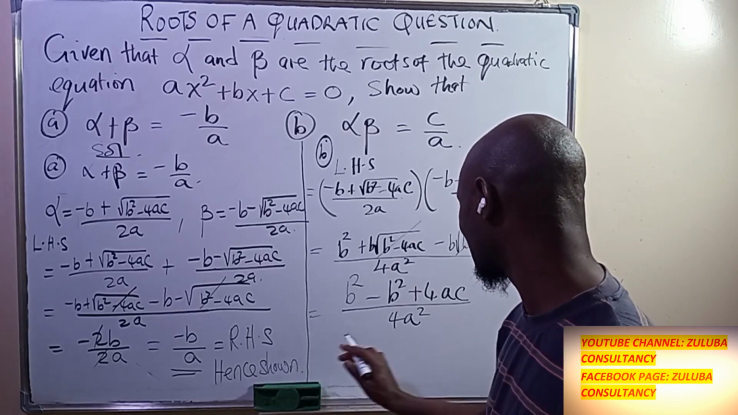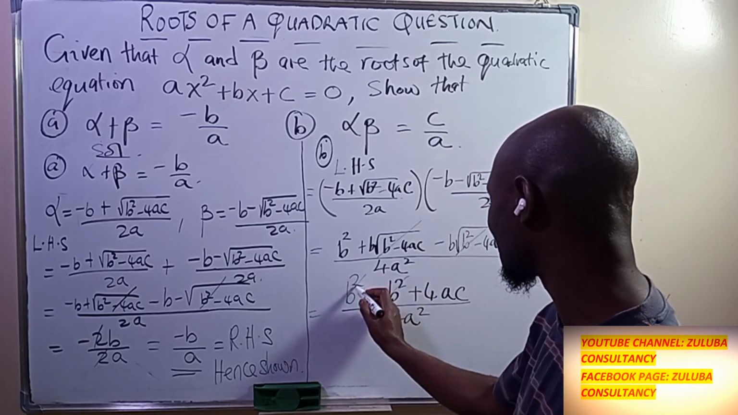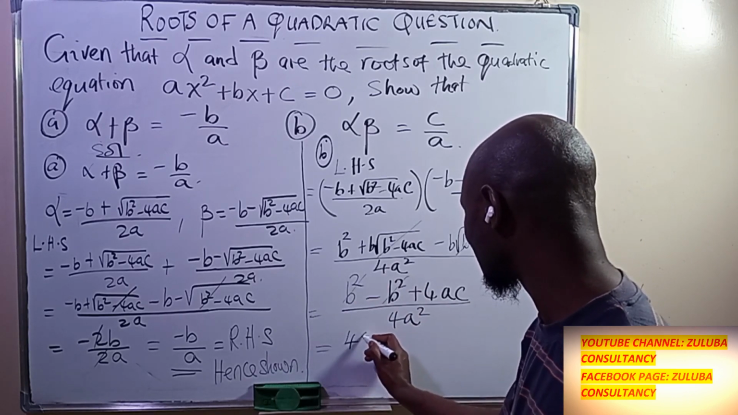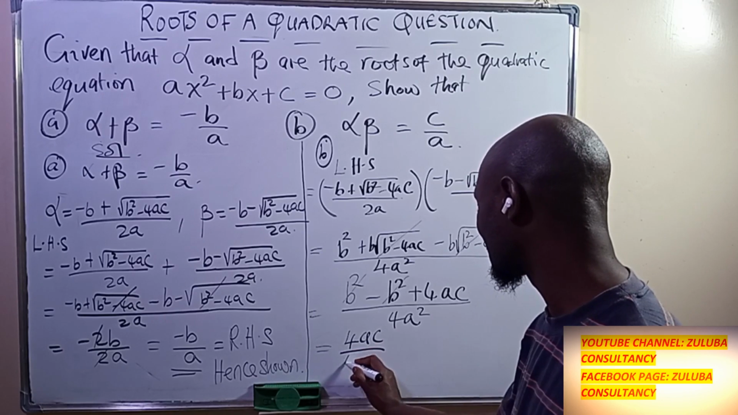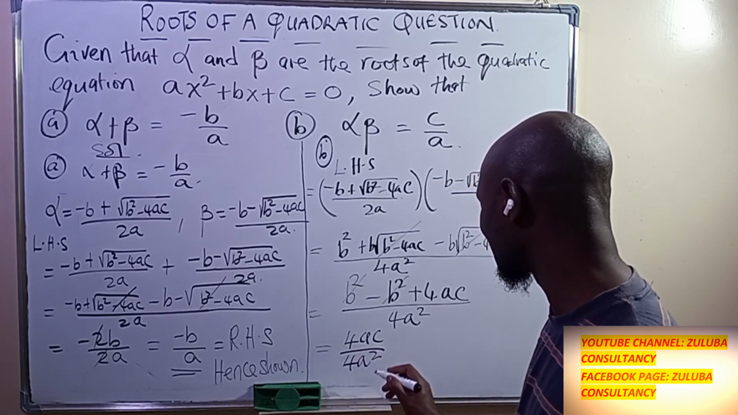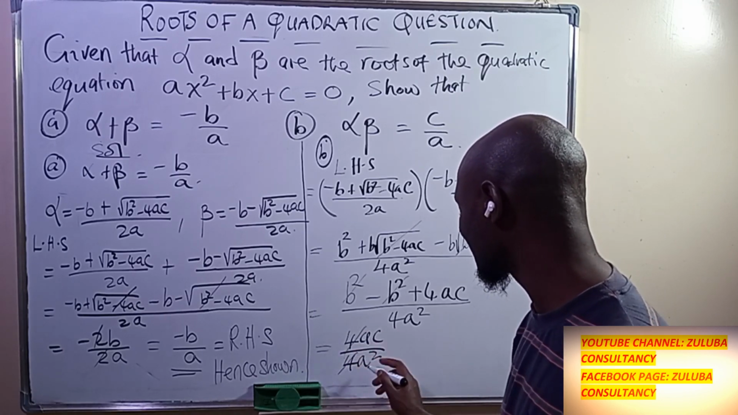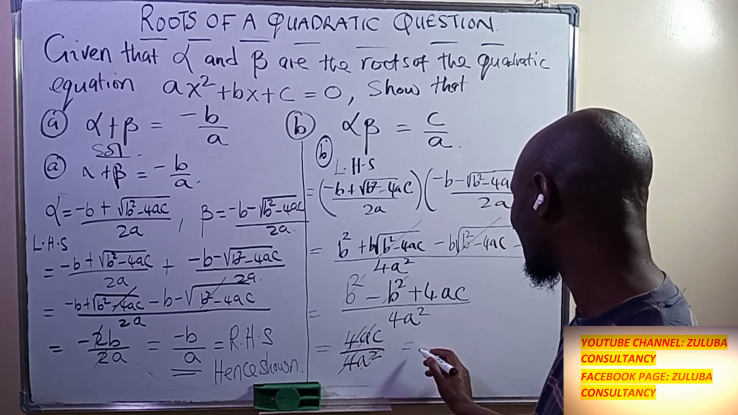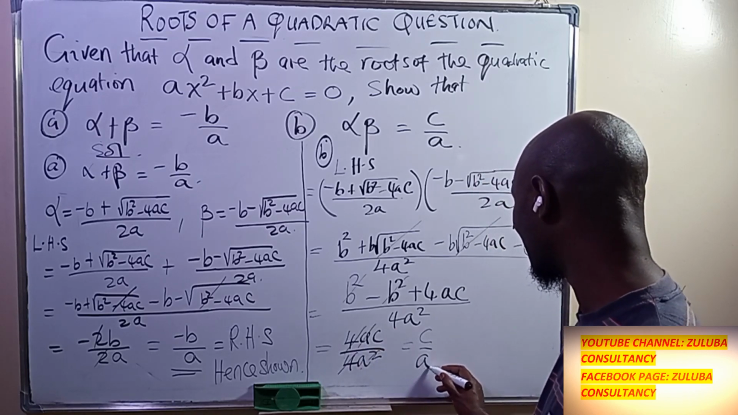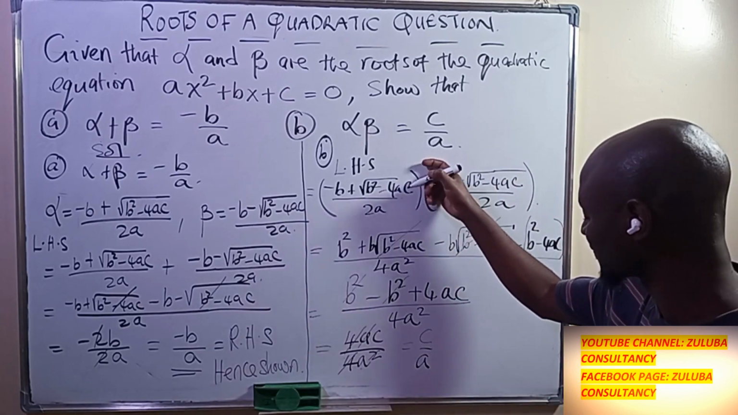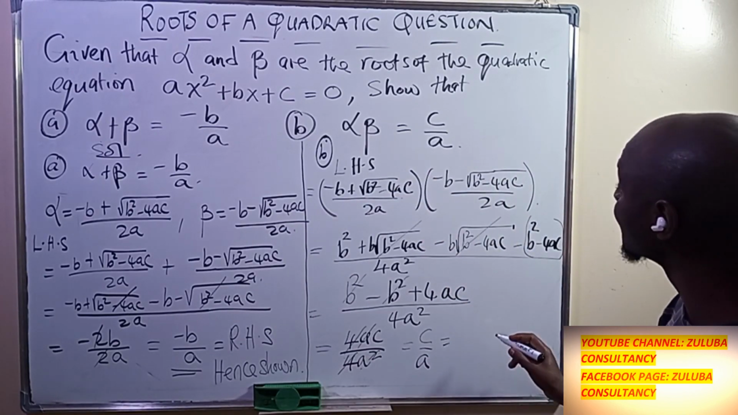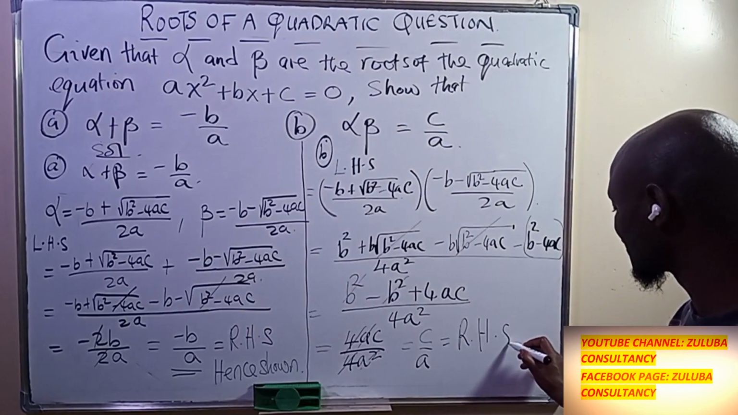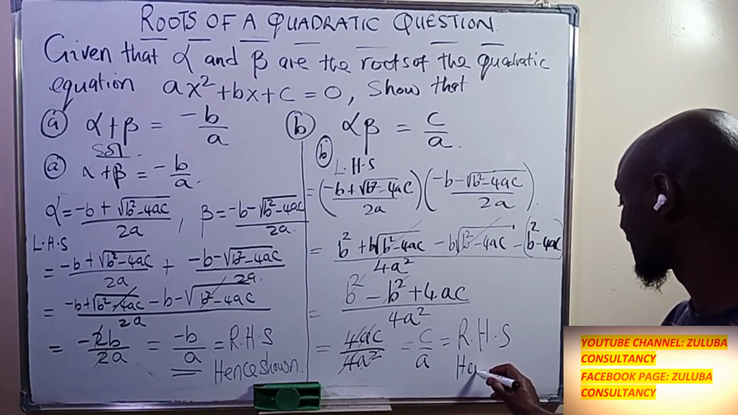Then at this point, we can simplify. These are going to simplify with this. We remain with 4ac all over 4a squared. We have 2 of a's here. This will simplify with that. We end up with c over a. And when we look at what we have here, this is equal to the right-hand side. Then we can conclude that it's shown.